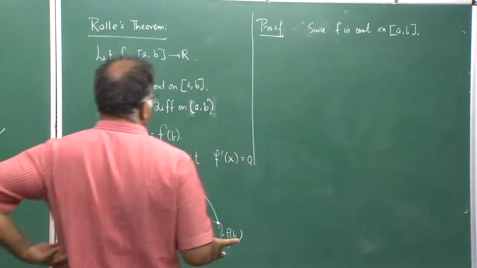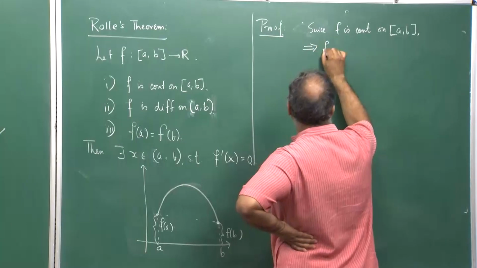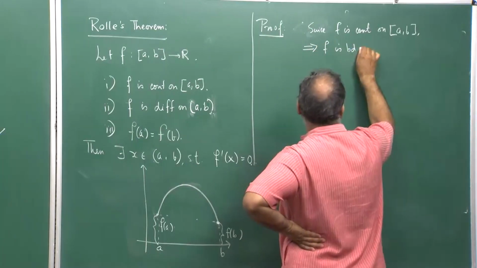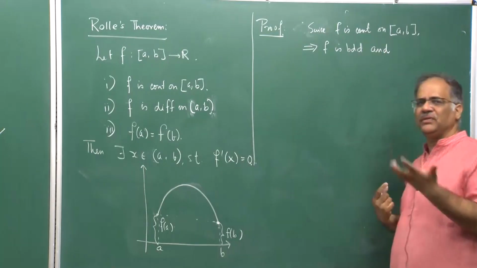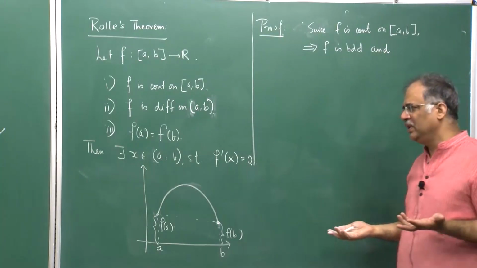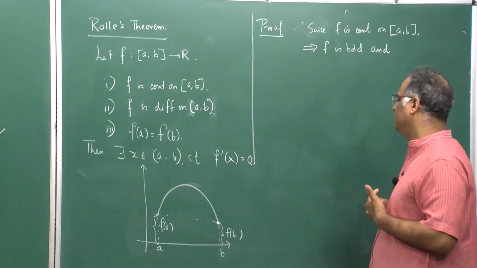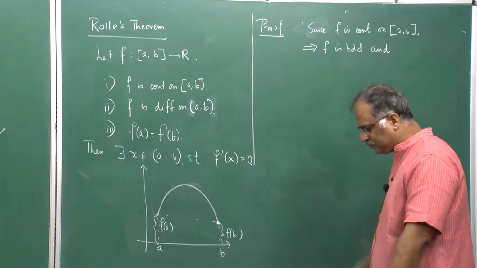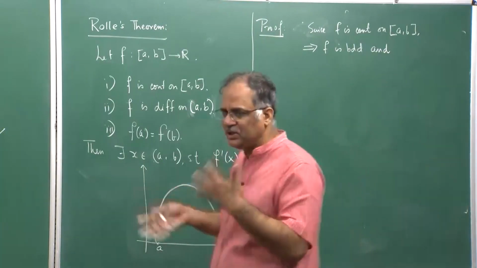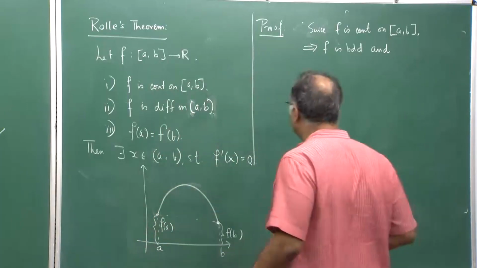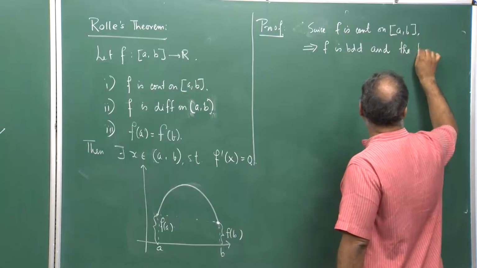So, f is bounded and the bounds are attained. So, there exists an x in [a, b] for which f(x) is the maximum, and there is some x dash for which f(x dash) value is the minimum, and the bounds are attained.